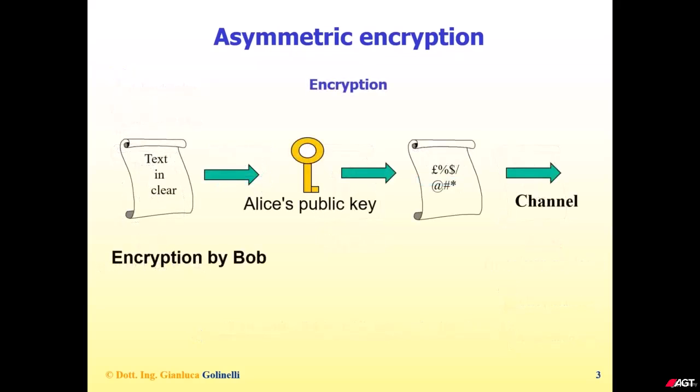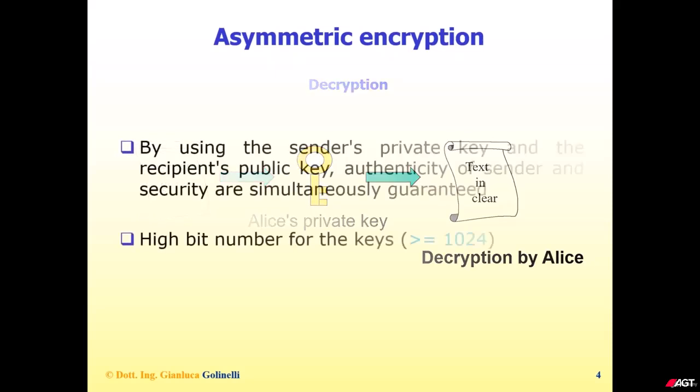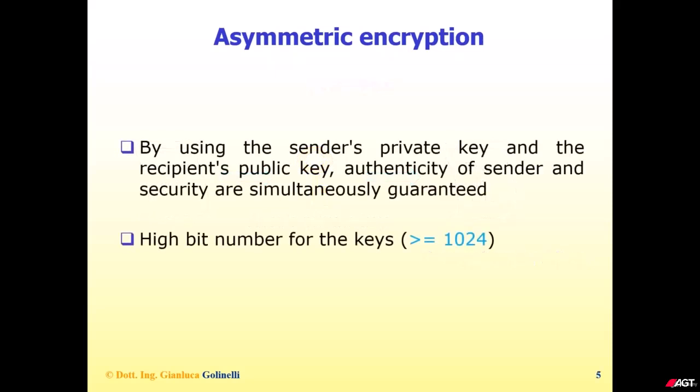So if Bob wants to transmit encrypted data to Alice, he uses Alice's public key to encrypt the data, and then he transmits the data on the channel. Then Alice uses her private key to decrypt the data at the destination. To have a good strength against brute force attacks, asymmetric algorithms must use much longer keys than symmetric algorithms. We speak of at least 1024 bits.